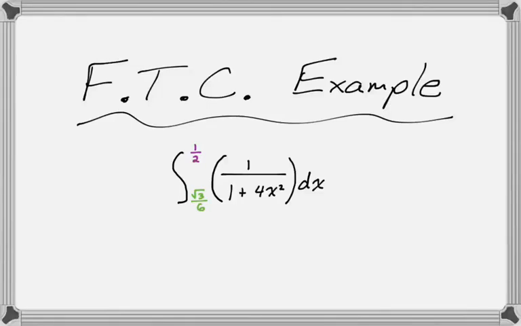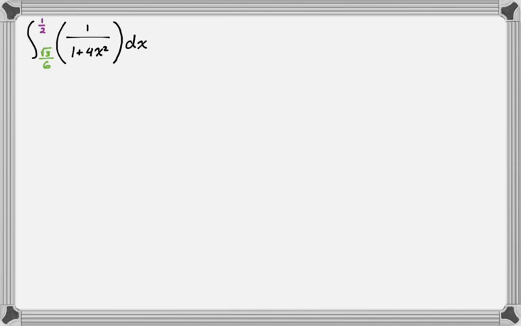Okay, in this video we're going to do an example of the fundamental theorem of calculus. Specifically, we're going to do the integral from radical 3 over 6 to 1/2 of the quantity 1 over 1 plus 4x squared dx. So let's get started. To do this, we need to remember the fundamental theorem.